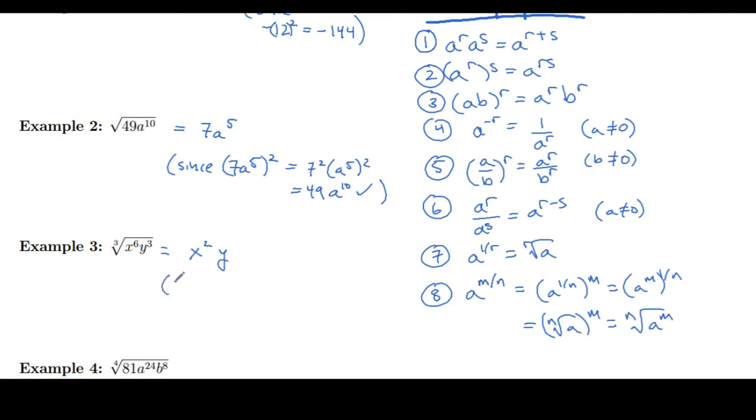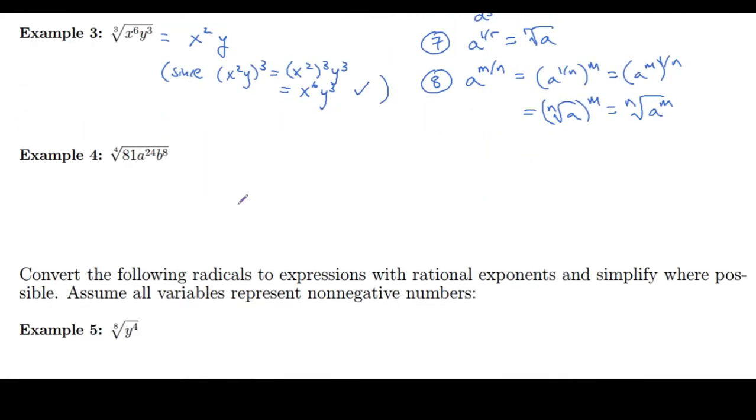Okay, and we can check that. Since x squared y cubed, now looking up here at our property list, I have two things raised to a power, so that would be each of them separately to that power, x squared cubed, y cubed. And now using property 2 here, this would be x to the 6th, multiplying these two, y cubed. And that's exactly what we want to take the cube root of, so that looks like we made the correct simplification. So continuing on with our simplifications.